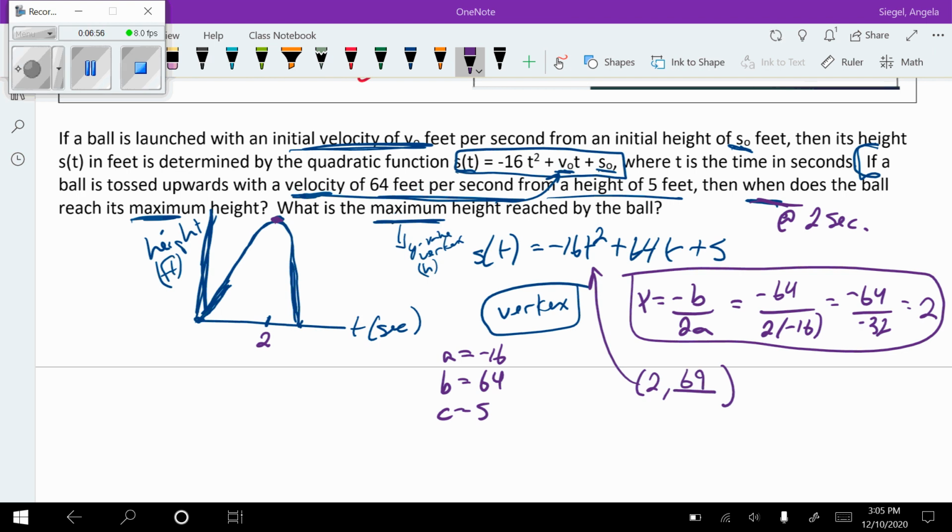Okay, so you should have gotten 69. So let's go ahead and answer the question. When does the ball reach its maximum height? We've already done that: at 2 seconds. What is the maximum height that is reached by the ball? It's going to be 69 feet. And that is it.